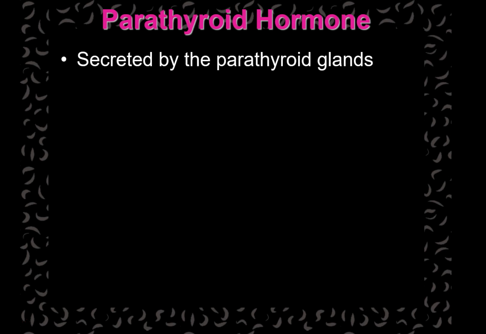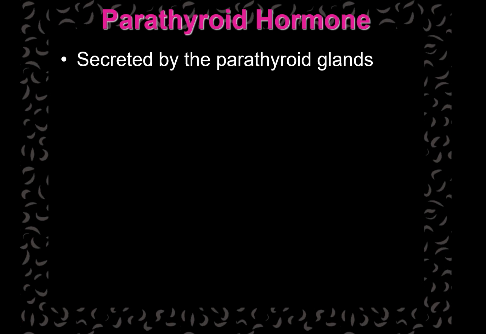Another hormone, parathyroid hormone, secreted by parathyroid glands, works synergistically with calcitriol. Okay? What's synergistically mean? Kind of works with it. Okay? So it's going to do all the same things. When parathyroid hormone's released, it actually tells the kidneys to turn calcidiol into calcitriol. Okay? So they go hand in hand.